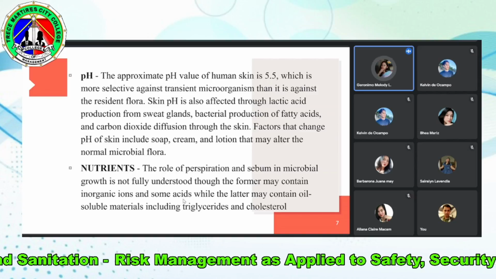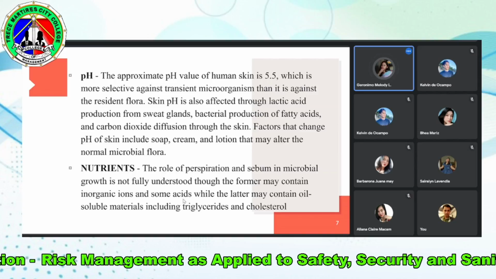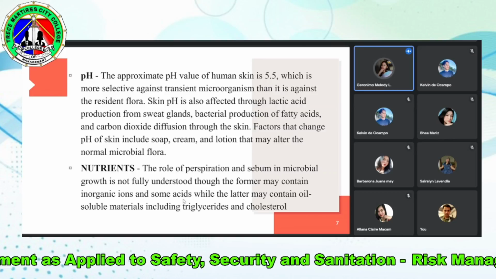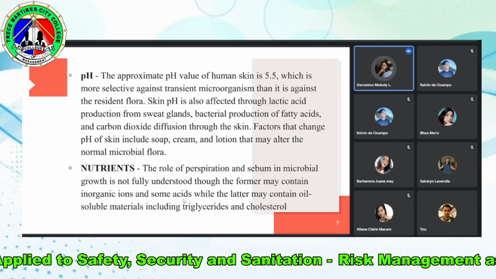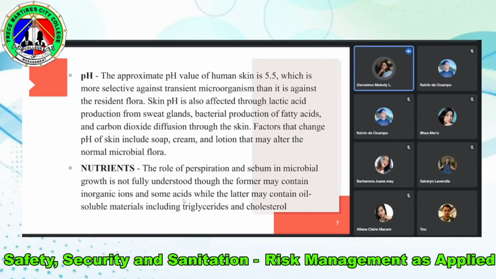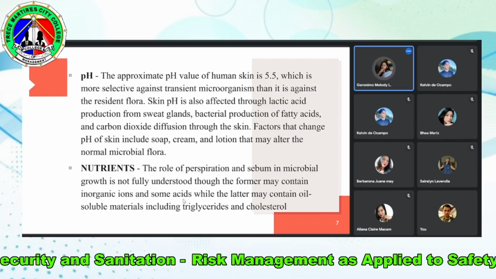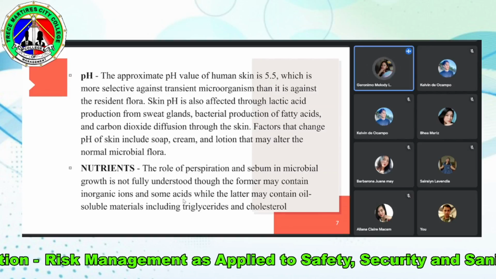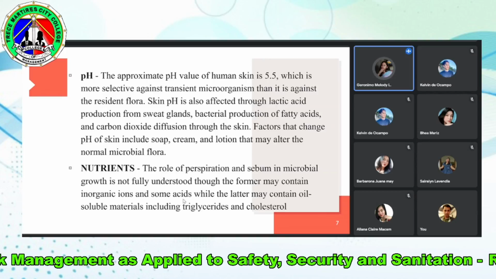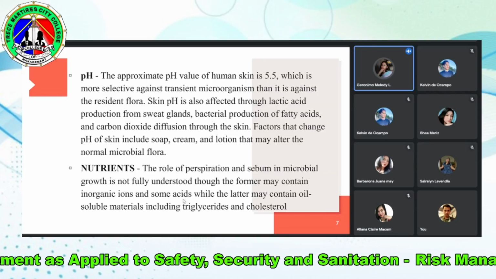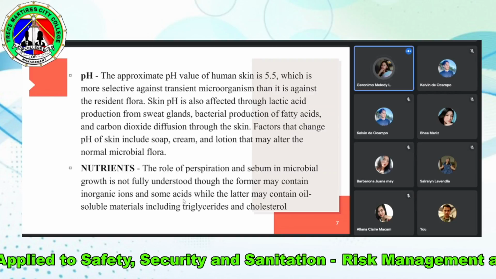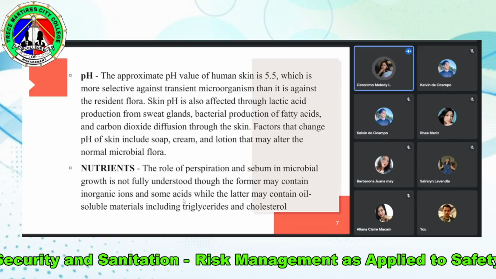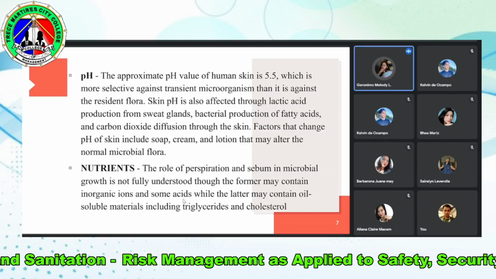So ang job daw po nito ay upang maitabo yung mga microorganisms and negative environmental influences na maaaring makaapekto sa ating balat. Pinoprotektahan din daw po nito ang ating balat from infection, irritation, allergies, at pagda-dry out ng balat. So ang ating pH level daw po ay magbabago once na tayo ay gumamit ng soap, cream, and lotion na may pH level na mas mataas or mas mababang level sa ating normal skin pH.